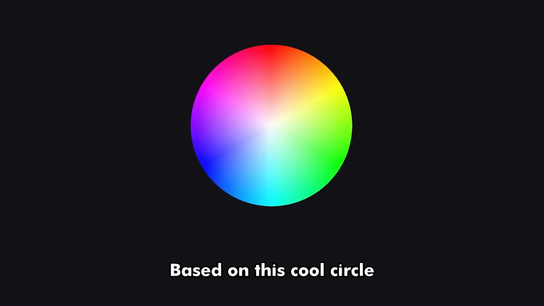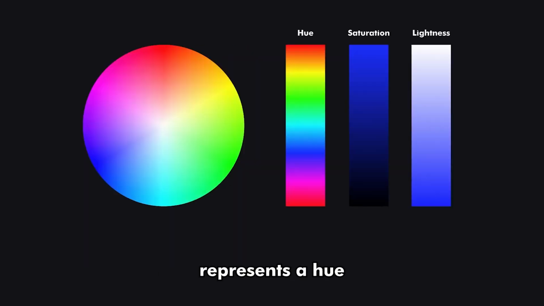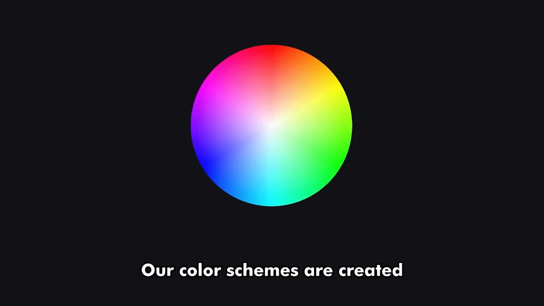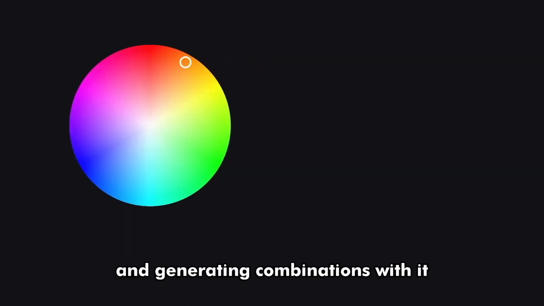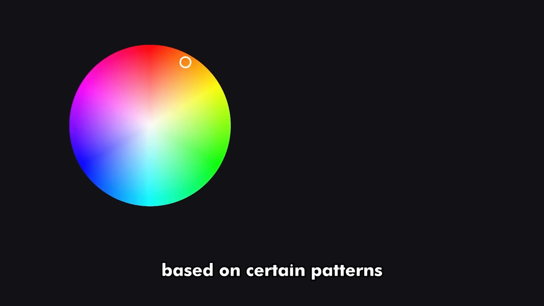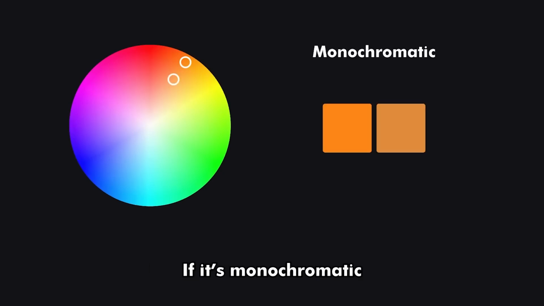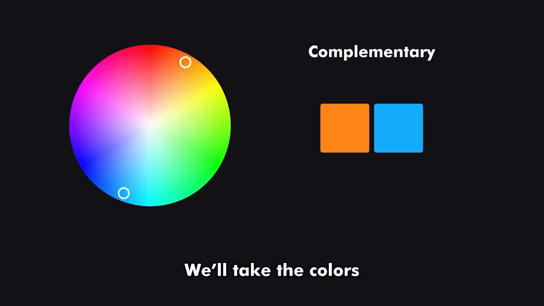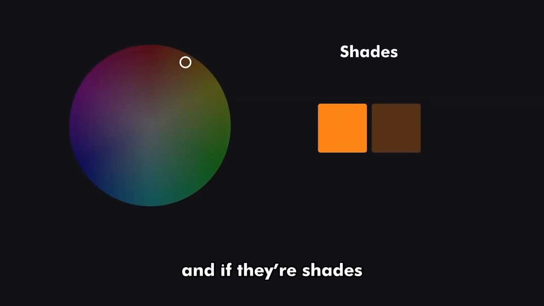Based on this cool circle called the HSL color wheel. Each degree on this wheel represents a hue. Each hue can get lighter or less saturated. Our color schemes are created by taking a color and generating combinations with it based on certain patterns. For example, if it's monochromatic, we'll just take one hue and choose a random lightness and saturation for it. If it's analogous, we'll take the adjacent hues. If it's complementary, we'll take the colors on the opposite side. And if they're shades, we'll just make the main color darker, and so on.